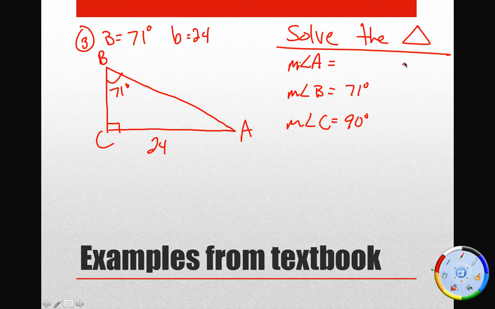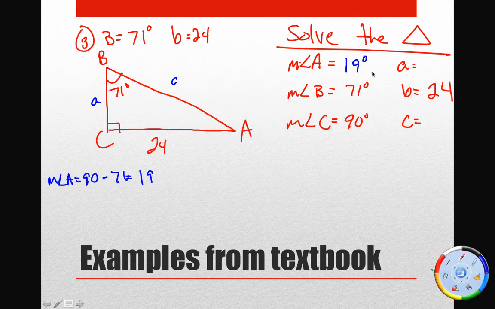And then you need to find side length of A, side length of B, and side length of C. Well, again, they give you B. Now we need to use trigonometry to solve for the rest. What is little c and what is little a? Well, the measurement of angle A is pretty straightforward because the sum of the angles in a triangle has to be 180. And A plus B has to be 90. So measure of angle A is 90 minus 71, which is equal to 19. So this is 19 degrees.